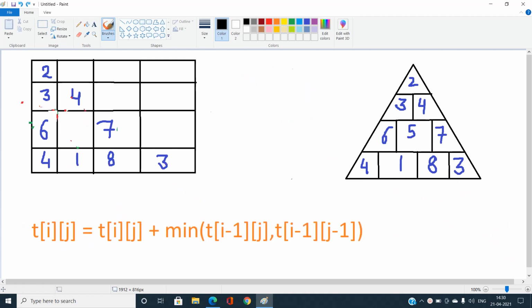Here is the DP relation that I have written. If you focus on this DP relation, to answer for a particular row, it only needs the answers for the previous row. That is, if you need to answer for the row with cells 3 and 4, I just need the answers for the previous row.